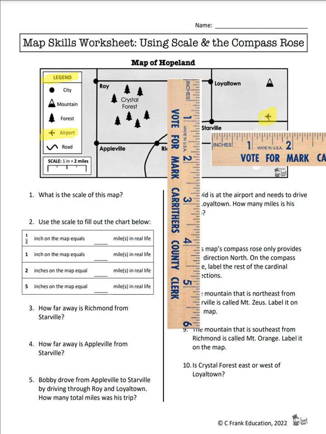It's right here. So he drives from the airport to Starville, and then he has to drive from Starville to Loyaltown. Well, this first piece is 1 whole inch, which is 2 miles, and a half an inch, which is 1 mile. So this piece is 3 miles. Then he goes from Starville to Loyaltown. This measurement looks to be 1 whole inch, or 2 miles. I put those together, and I get 5 miles. All right.